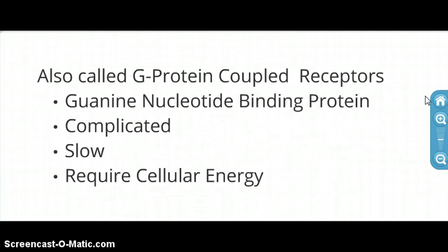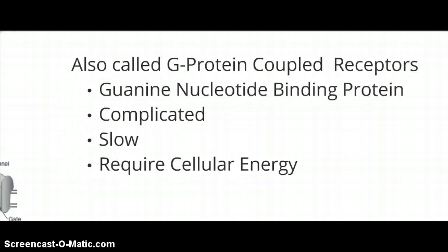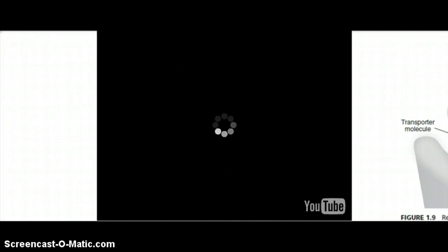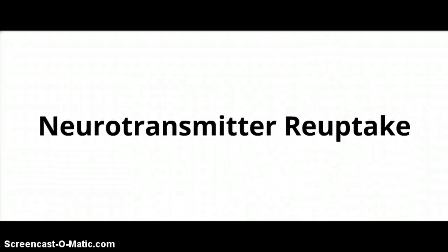So the ion channel receptors work really fast, and they're not very complicated. They're pretty easy. The G-protein receptors, or guanine nucleotide binding protein, you don't need to know that, but we'll just have it there so you see what it is, are pretty complicated, and they require cellular energy. That's why they're also called metabotropic receptor sites. I don't think you need to know that. We'll skip that too.